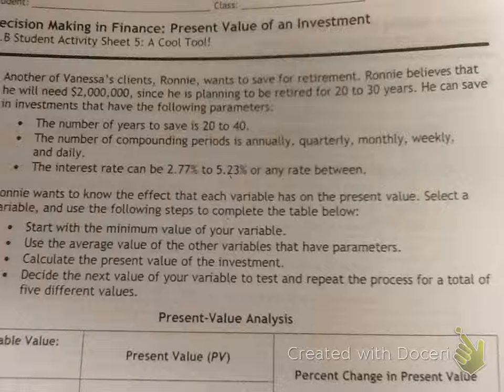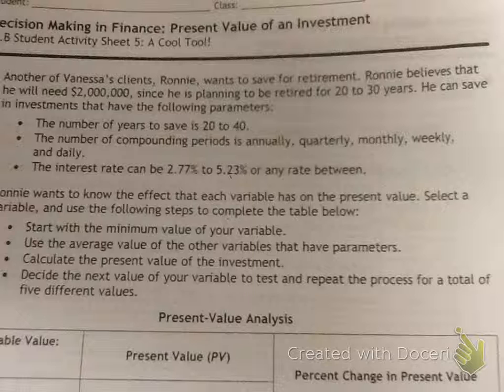All right. So we have this, and they want us to study how different interest rates affect this. Another one of Vanessa's clients, Ronnie, wants to save for retirement. Ronnie believes that he will need $2 million since he's planning to be retired for 20 to 30 years. He can save in investments that have the following parameters.